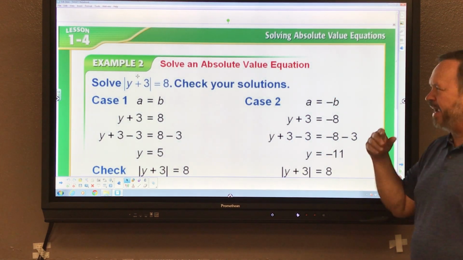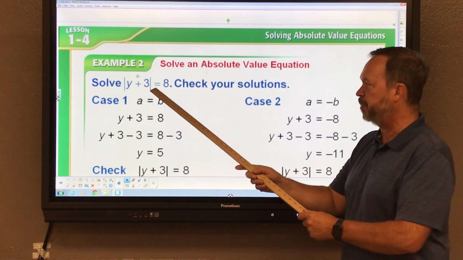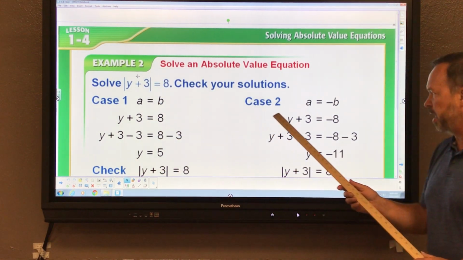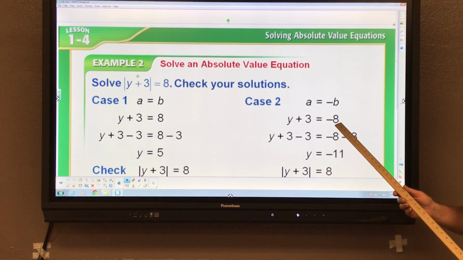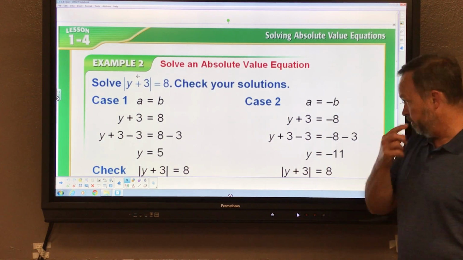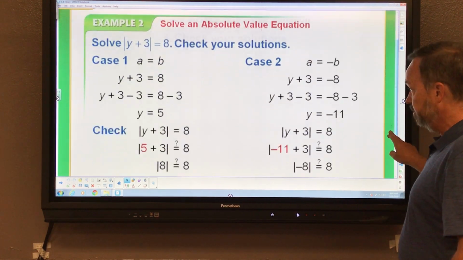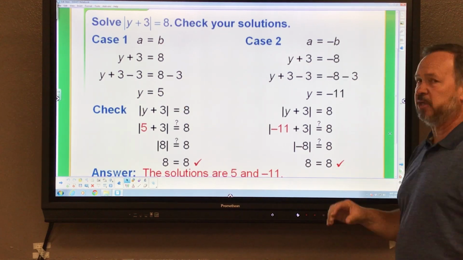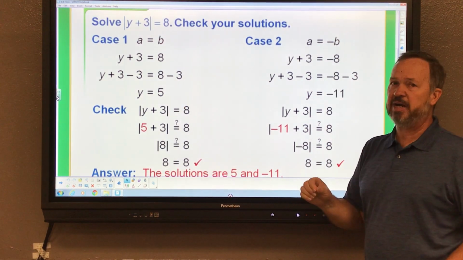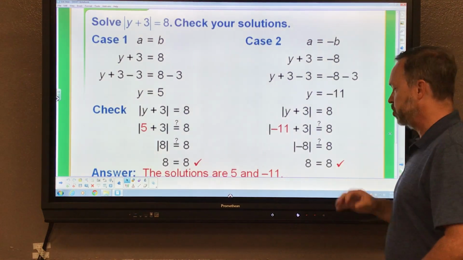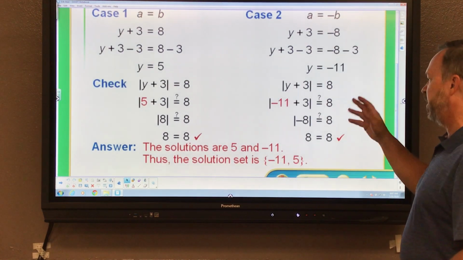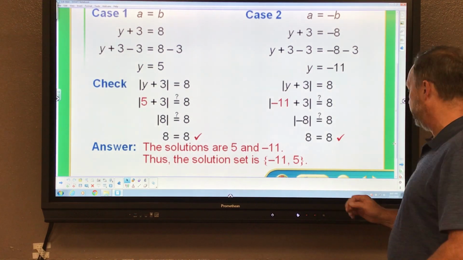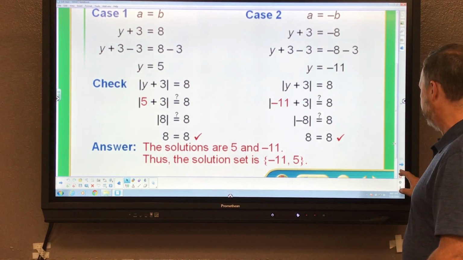Kind of the way we did that was we talked about how you copy without the absolute value, and then you recopy, but you change the sign of the number on the right side. So that's the way we looked at that. And of course, then we finished solving, got the two answers, checked both of them because we know there's that possibility for an extraneous or extra root or solution. And so we checked to make sure that everything worked and we could write our answer in solution set form. And that's what we looked at the other day.